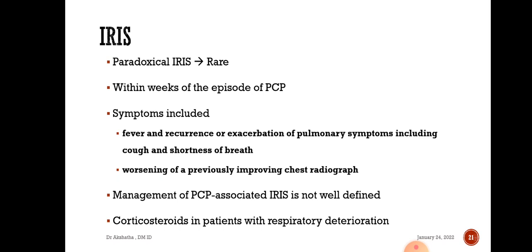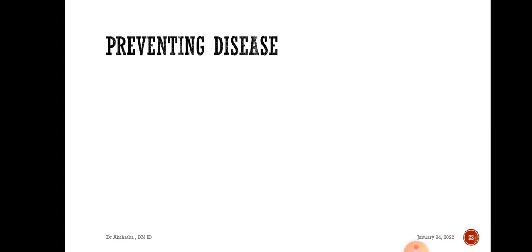So how do you diagnose? Fever and recurrence or exacerbation of the pulmonary symptoms he had, that is cough or shortness of breath, or worsening of a previously improving chest x-ray. That is when you will identify this. The management of PCP-associated IRIS is not very well defined, and corticosteroid is the treatment of choice for PCP-associated IRIS.